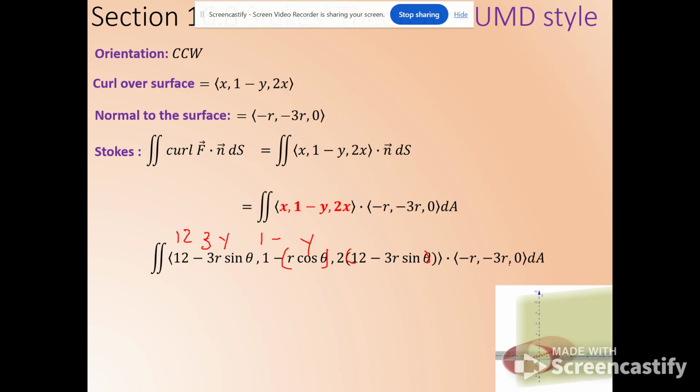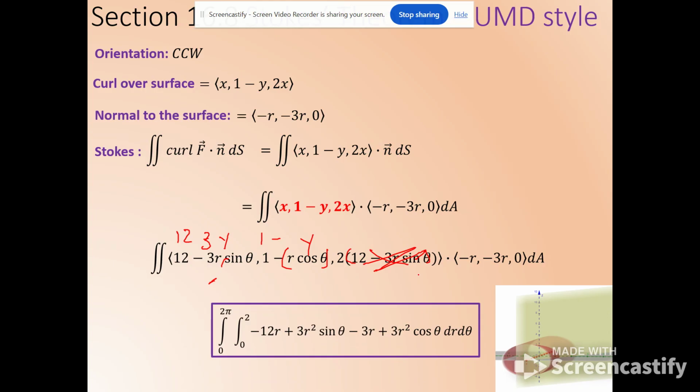Now what's nice is that since I'm dotting this and I've got a 0 over there in the z position, I know that this part is just going to go away, right? So I just had to dot negative r with 12 minus 3r sine theta and negative 3r with negative r cosine theta. And then once again, the two variables I was using were integrating with respect to r and the little change in the theta, that's my dA. And my radius was 2, and I was going all the way around.